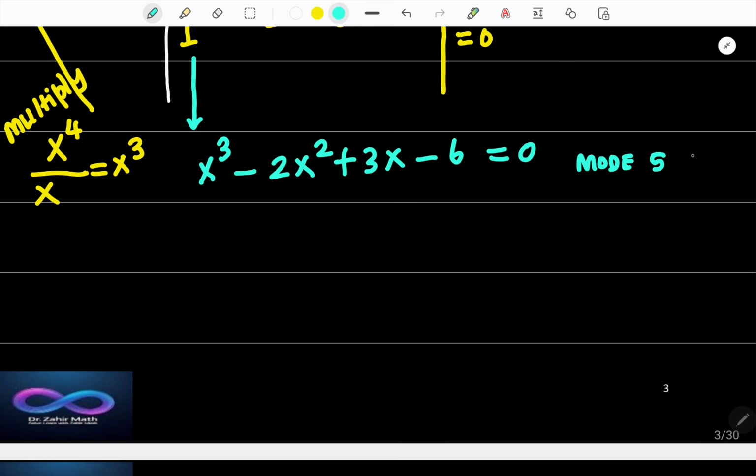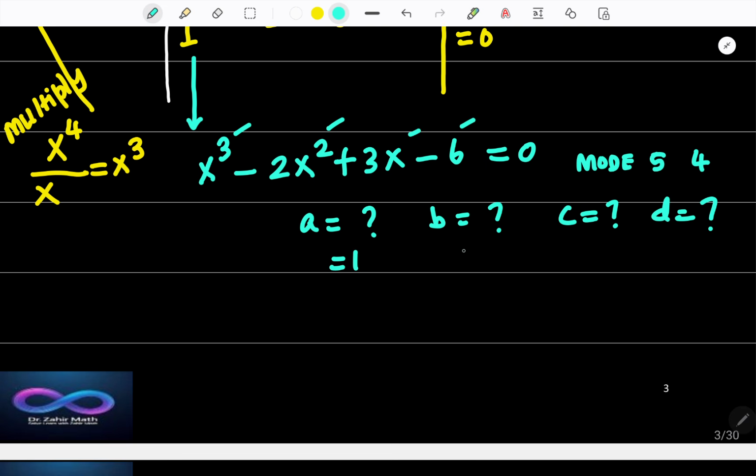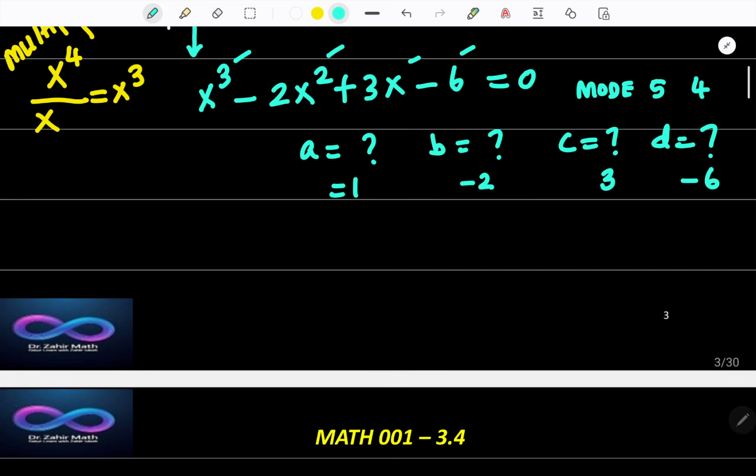Now go to the calculator. Mode 5 and then 4. When you go to the calculator mode 5, 4, the calculator will ask you A equals, B equals, C equals and D equals. Check 3, 2, 1, 0. So coefficients you take: A equals 1, B equals negative 2, C equals 3 and D equals negative 6. If you give it in the calculator, it will give you x1 equals positive 2, x2 equals square root of 3i, x3 equals negative square root of 3i.